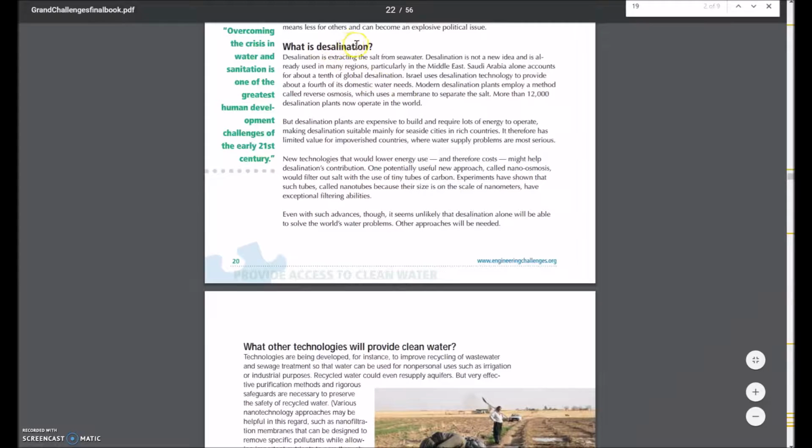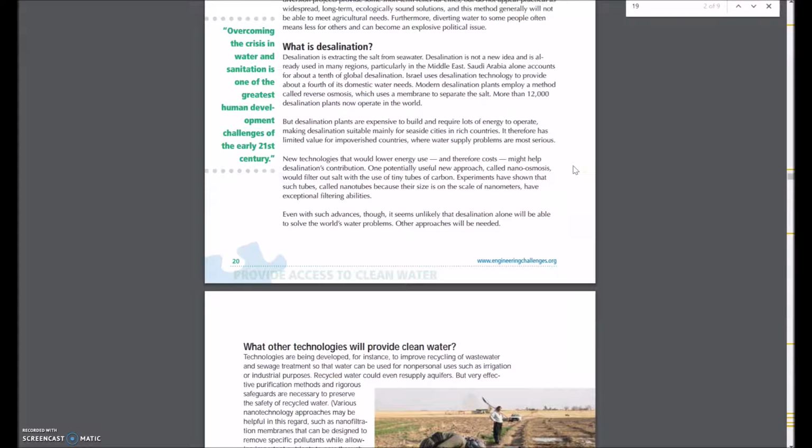Building on desalination, there's a new upcoming approach called nanoosmosis. Comparing nanoosmosis to desalination, nanoosmosis uses less energy and costs less. They're still very similar in approach, but nanoosmosis filters out the salt with the use of tiny tubes of carbon. These tiny tubes are nanotubes, and their size and scale is in nanometers, which ultimately means it's a much more thorough filtration system.